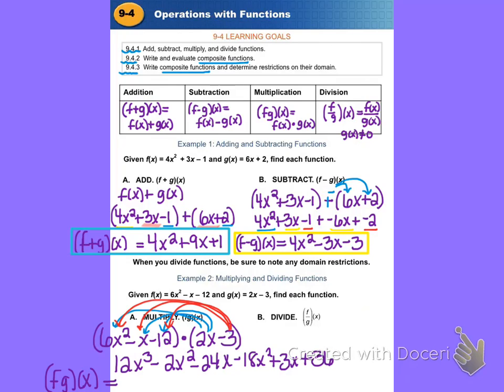So as I put my like terms together, there's just one x cubed, so that's 12x cubed. I have a couple of different terms that have x squared. I have a minus 2x squared and a minus 18x squared, so that makes minus 20x squared. My negative 24x and positive 3x come together to give me a negative 21x. And of course, there's only one constant term, and that's 36. And so there is my product of those two functions.